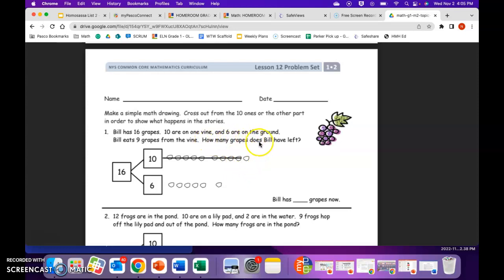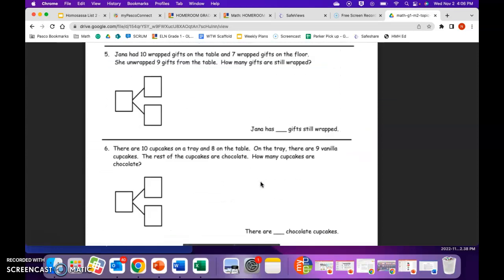So how many grapes does Bill have left? Well, friends, all you do now is just add 1, 2, 3, 4, 5, 6, 7. So Bill now has 7 grapes, okay? We just counted up the ones that were not crossed off. Now, friends, I know there's a lot of steps to this problem. So if you are still confused about this problem, go back to the beginning and listen to it again. But this is your example for your exit ticket. So now let's go down to your exit ticket.